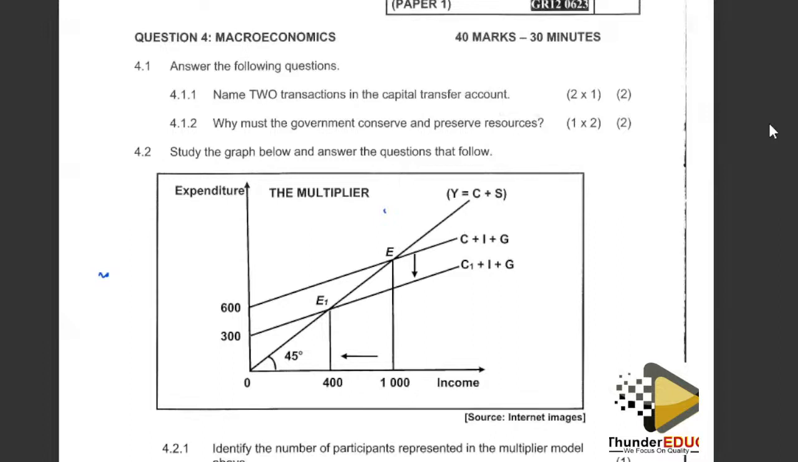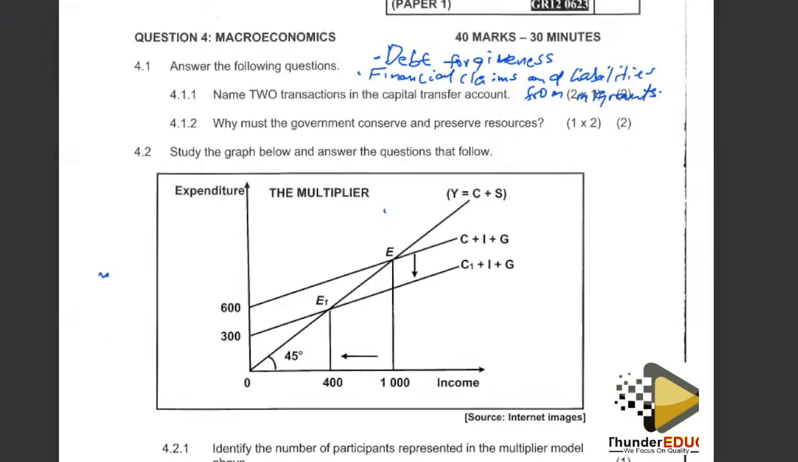Okay, right. So now we're saying that we have debt forgiveness. And then we also have financial claims and liabilities from migrants. Okay, right. Why are we giving 2 points? Because the question is so clear. The expectation is to give 2 points, of which each point carries 1 mark.